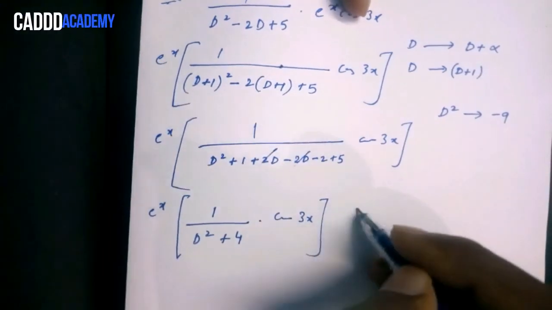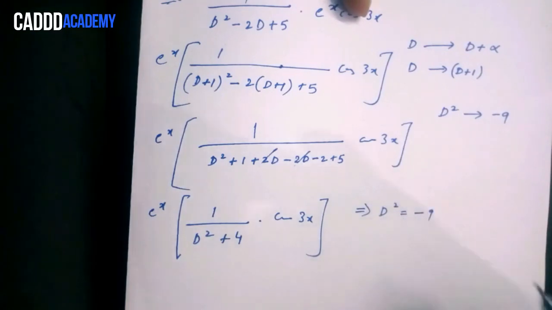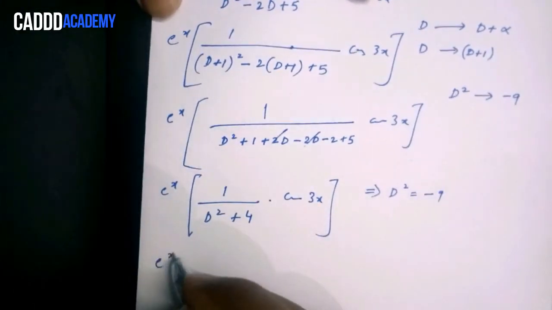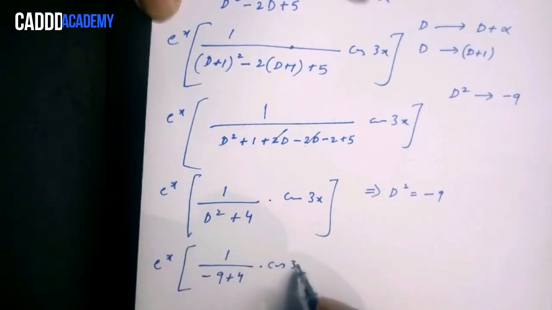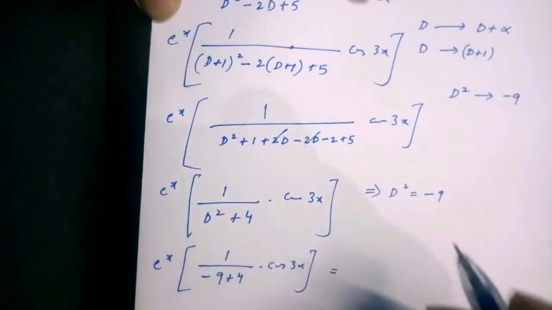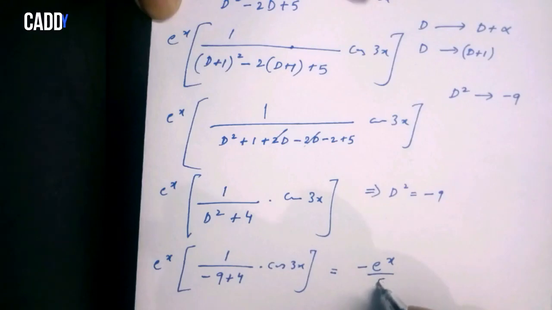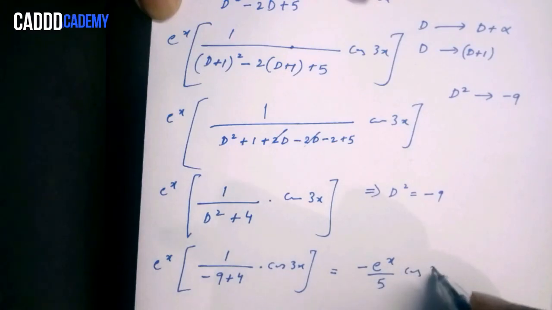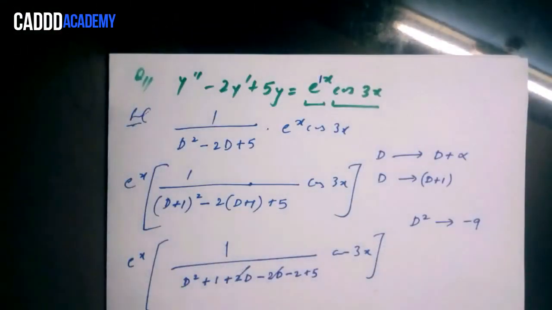So we will put the d square value as minus 9. So e to the power x into 1 by (minus 9 plus 4) into cos 3x, and which will be what? Minus e to the power x by 5 into cos 3x. So this is the particular integral for this type of equation.